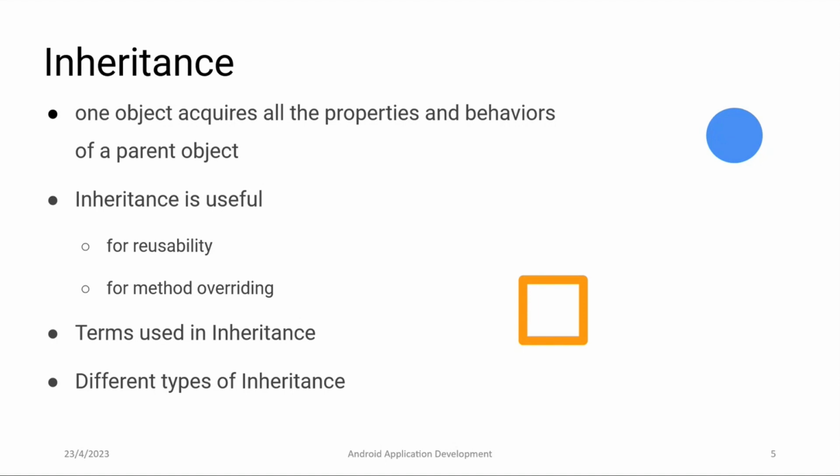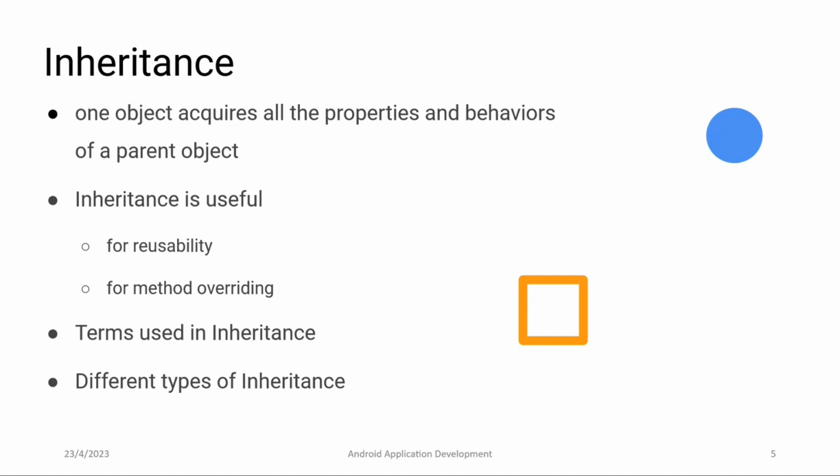Similarly, we will be having two classes here. More than two classes are also possible, but in inheritance, minimum two classes are there. So there is one class named parent class. Second is a child class. So when we say that one object acquires all the properties and behaviors of a parent class, that means one object is the object of the child class. So whatever the properties and values are there in a parent object, that will be acquired by the child object.